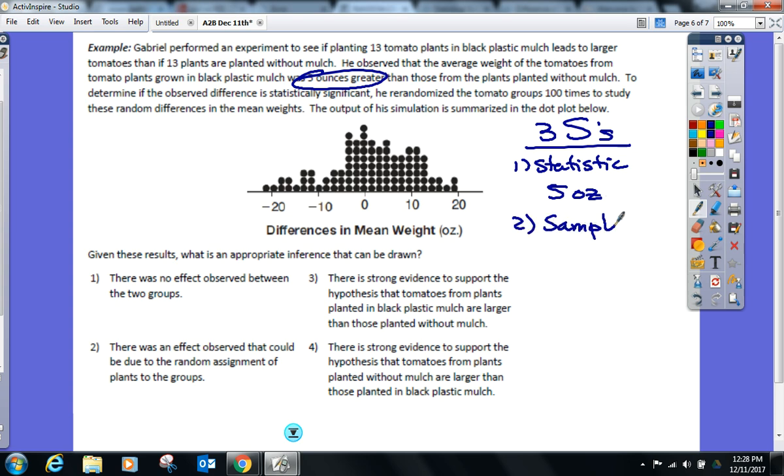you need samples, which is what you guys did by reshuffling. Here's the difference in the mean weight. Locate where our statistic is. Everyone see where 5 is? Two, 4, right about here. Locate where your mean difference is. There it is, 5. Now let's decide significant or not.